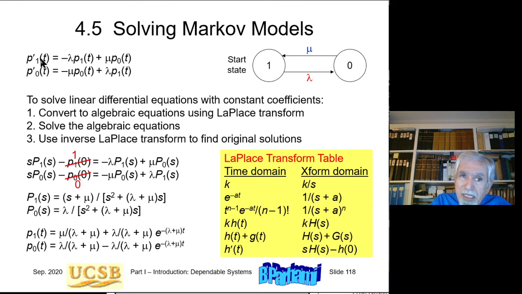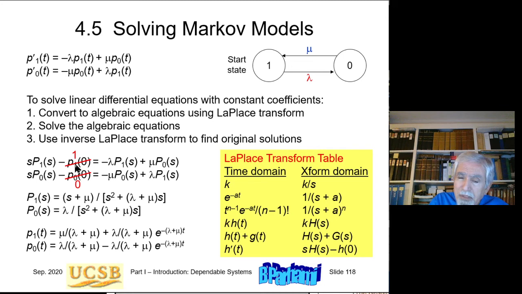So p prime 1 of t converted to transform domain, it's of this form. So we will have s times P1 of s minus P1 of 0. And on the other side, just constants multiplied by functions. So minus lambda times P1 of s, the transform version of this function, plus mu times P0 of s. Similarly, for this derivative, I use this correspondence to write it as s P0 of s minus P0 of 0, and then the right-hand side is again simple.